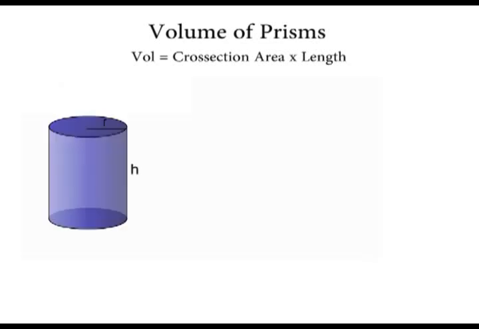For a cylinder, the cross-section is a circle. In this case, the length will be the height. Volume is equal to area times height, that is pi r squared times height.